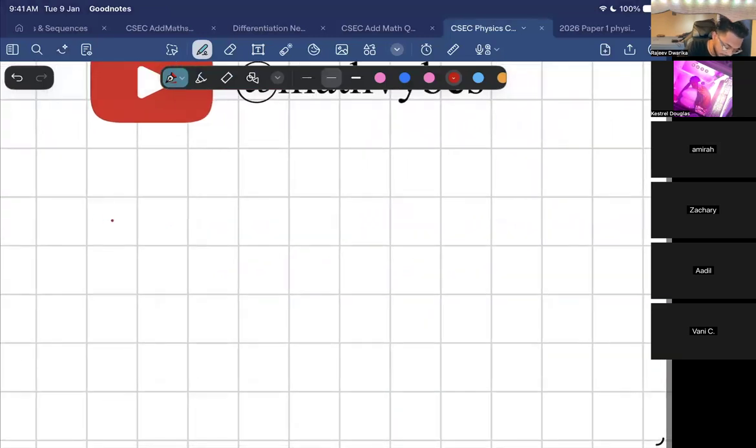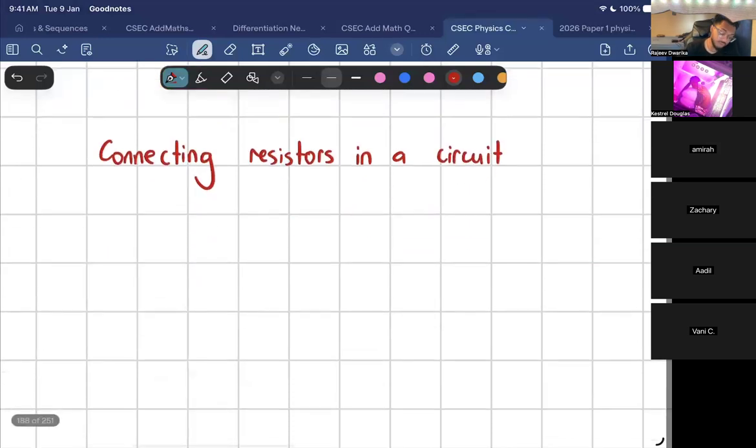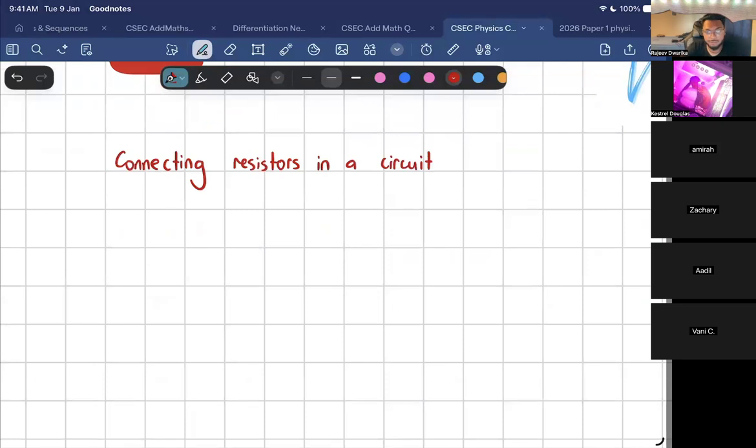Let's look at connecting resistors in our circuit quickly, shall we? So again, what types of connections do we have? Anybody want to remind me? What types of connections do we have? Series and parallel. Yep, we have series and parallel.